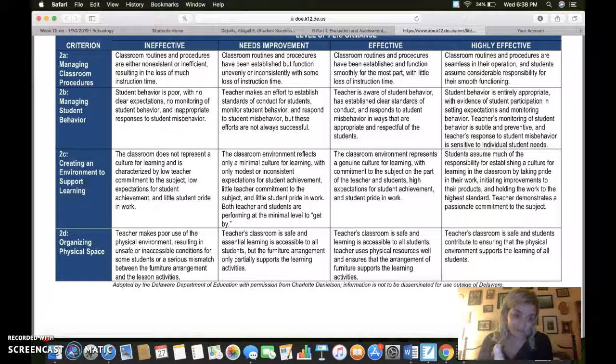I love to decorate. And I know that this is not just decorating, but the teacher's classroom is safe. Students contribute to ensuring that physical environments support the learning of all students.